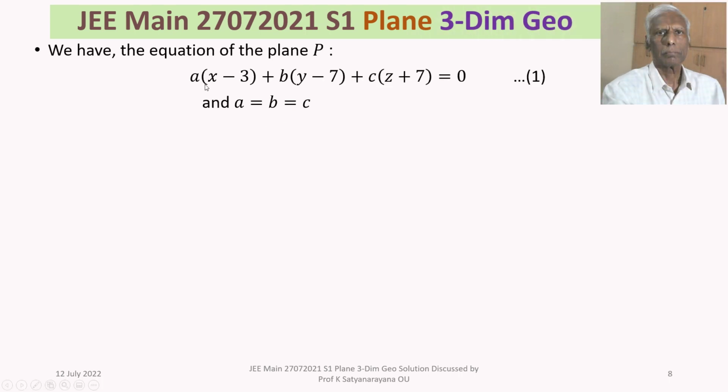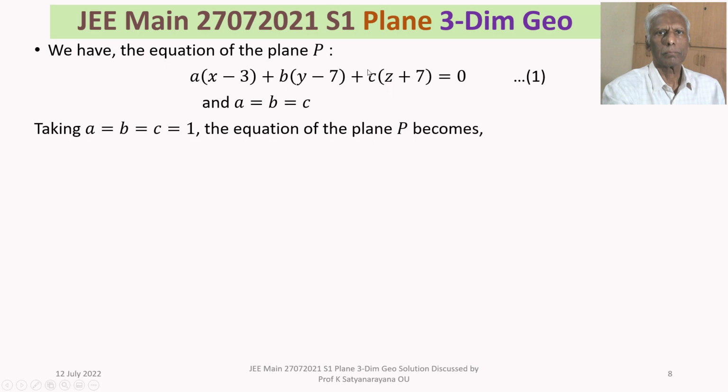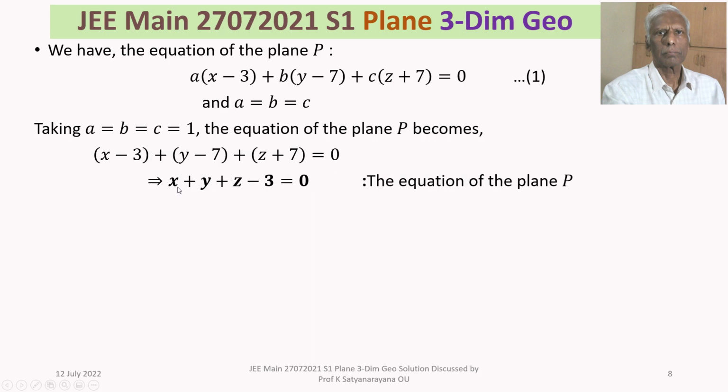Now we have the equation of the plane, that's equation 1, and we got a is equal to b is equal to c. Now take a is equal to b is equal to c is equal to 1 in this equation. Then the equation of the plane P becomes (x - 3) + (y - 7) + (z + 7). Simplifying, we will get x + y + z - 3 = 0. This is the equation of the plane.